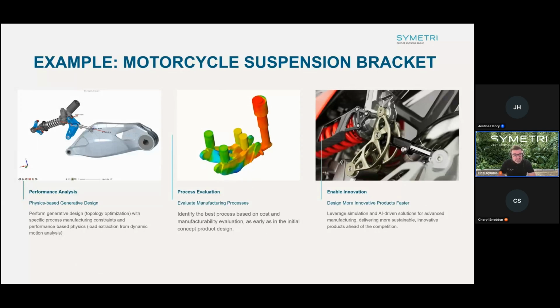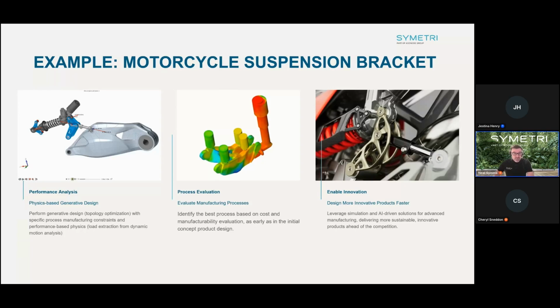So, physics-based generative design. We start by using design algorithms within Inspire to explore a wide range of possible bracket geometries. These algorithms consider performance objectives such as strength and stiffness, as well as manufacturing constraints and material properties. The dynamic motion analysis is used to simulate the loading conditions experienced by the bracket, providing realistic inputs for the generative design process.